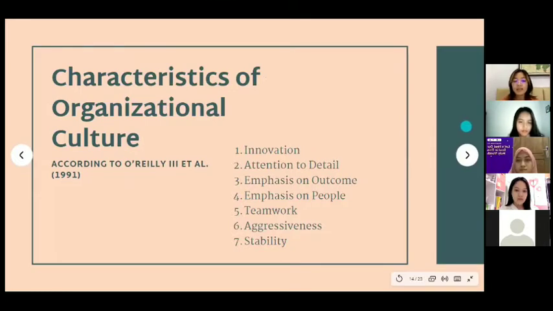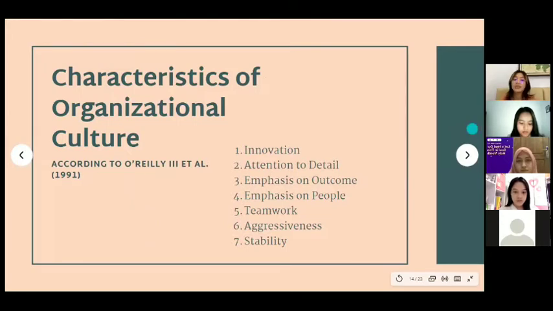So the next is characteristic of organizational culture. In general, organizational culture is composed of 7 characteristics that range in priority from high to low. These are the 7 characteristics of organizational culture according to O'Reilly et al.